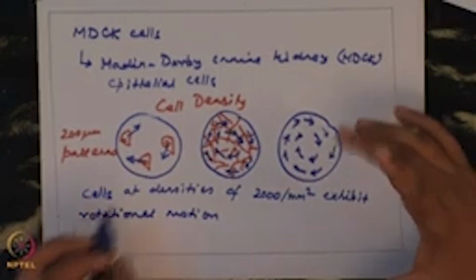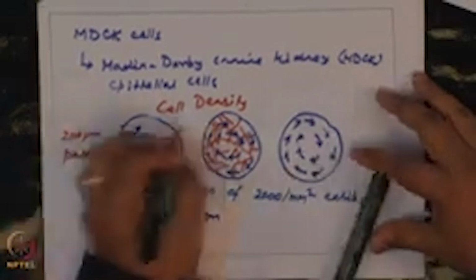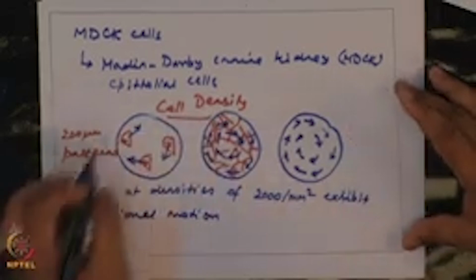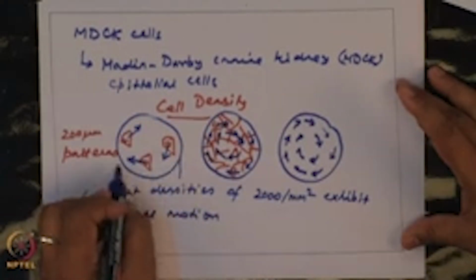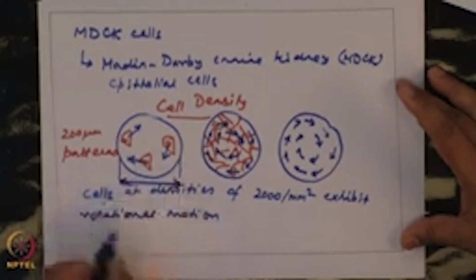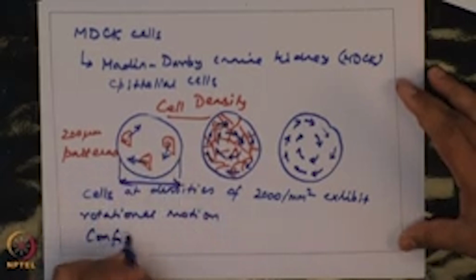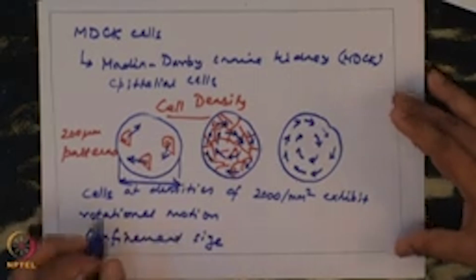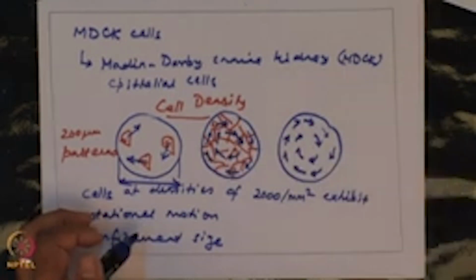So, cell density is one of the factors which regulates coherent angular rotation. Apart from cell density, the size of the pattern, or confinement size, is also one of the factors which regulates this kind of rotation. If you make your tissues bigger and bigger, then this rotation will stop.